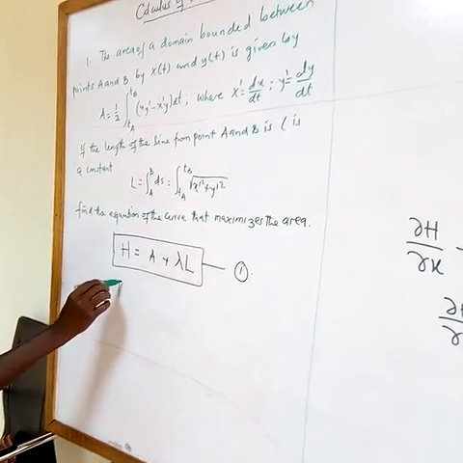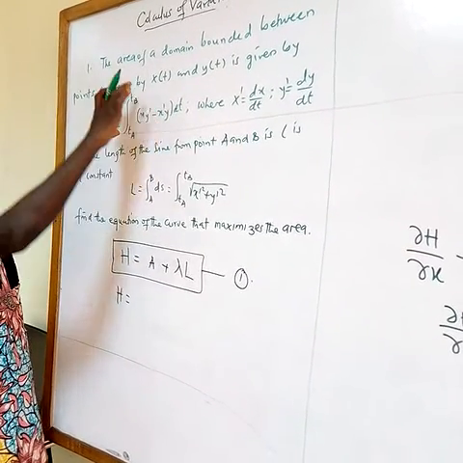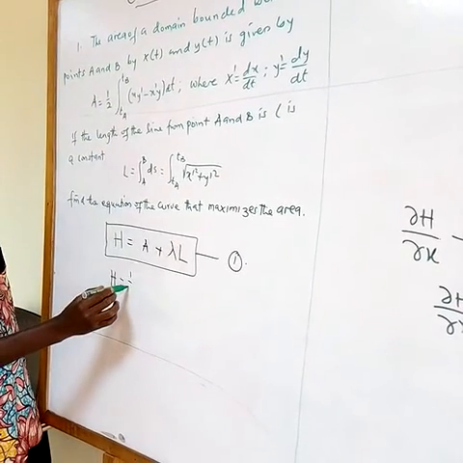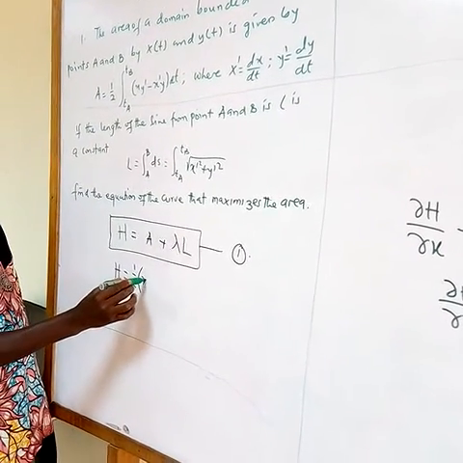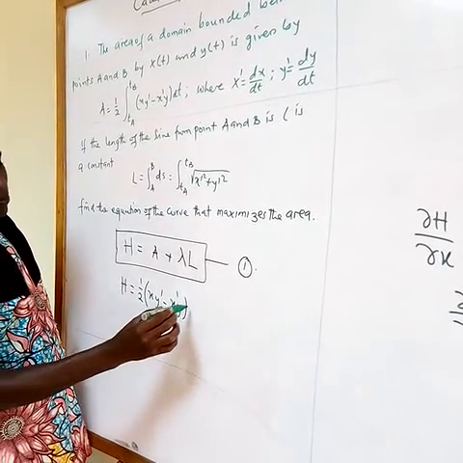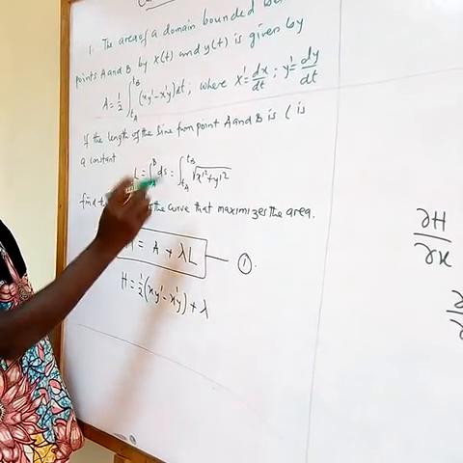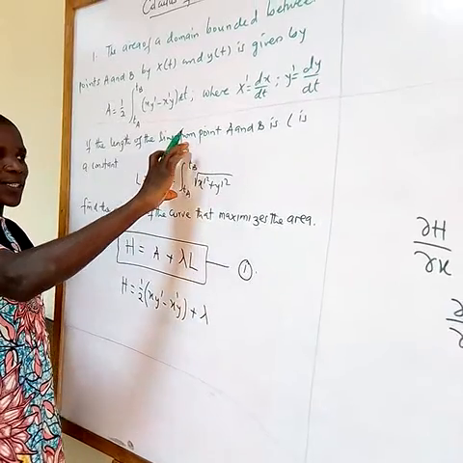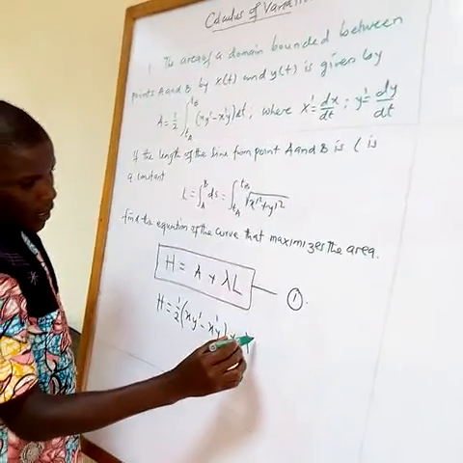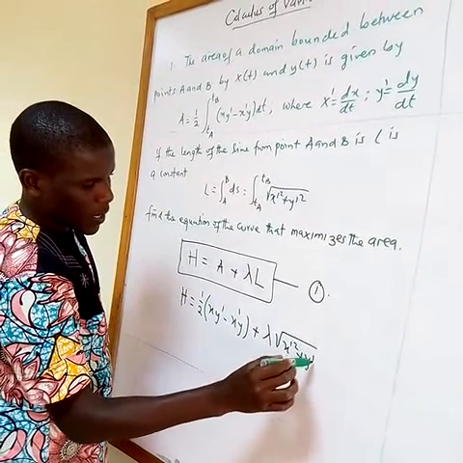So what is h? H is equal to what is a? A is what is in the bracket without including this integral sign. So we are going to have 1 over 2 into bracket x y prime minus x prime y plus the Lagrangian multiplier. Then what is L? You only pick this without including the integration sign. So you have square root of x prime squared plus y prime squared.